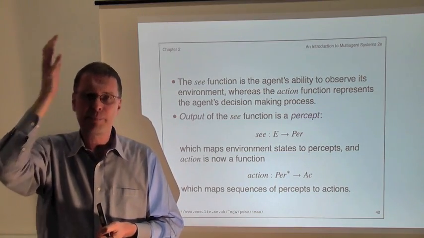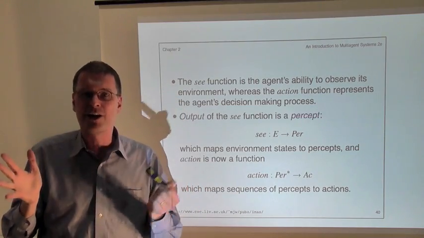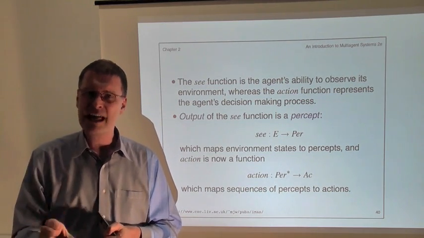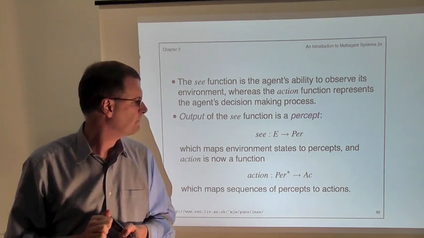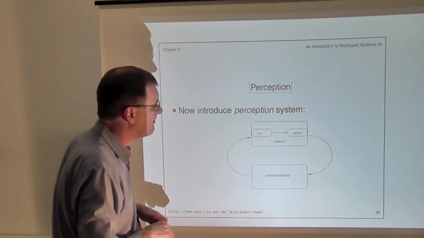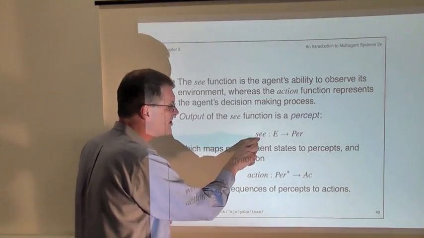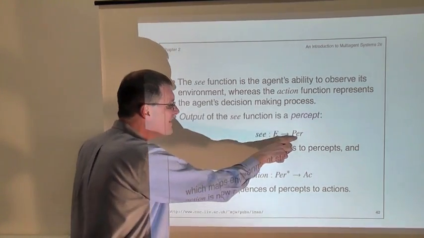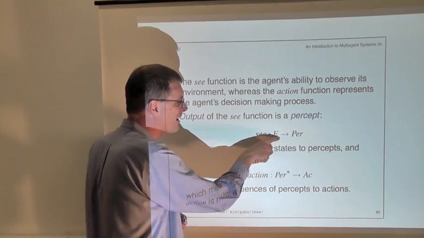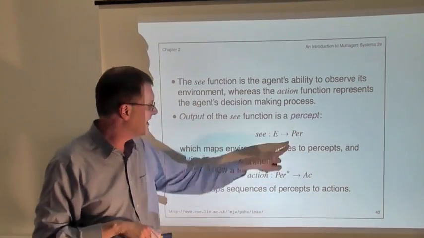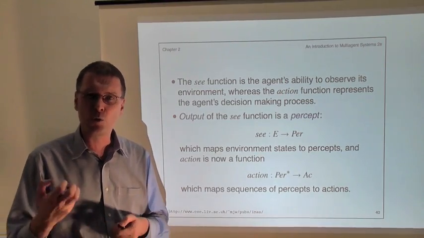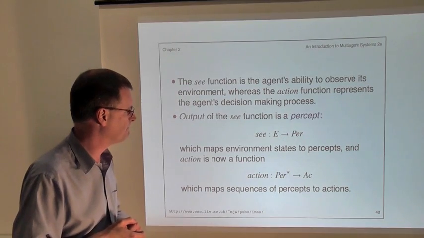It's giving the agent some perceptual data about its environment, and we call that perceptual data a percept. A percept is a piece of perceptual data. So we model this see function, this perceptual component of our agent, as a function which says: if this is the environment state I'm in, then this is the percept that I'm going to produce. So the video camera is looking at the environment and producing as output a percept. PER here is the set of all possible percepts, the set of all possible bits of perceptual data.